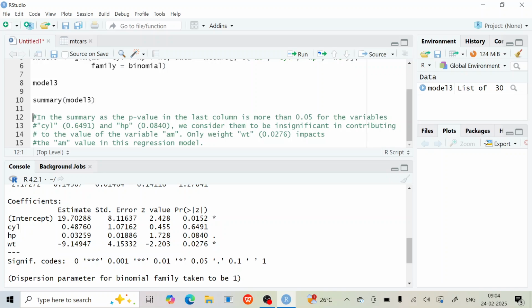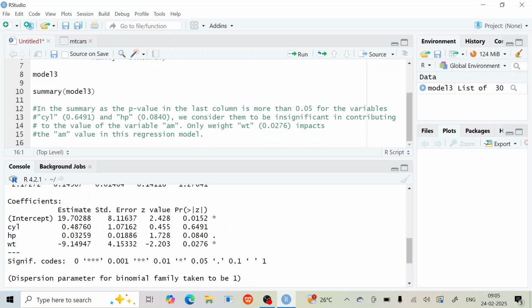So what does it mean? The p-value in the last column is more than 0.05 for the variables cylinder and horsepower, so we consider them to be insignificant in contributing to the value of the variable am. If you consider cylinder and horsepower for calculating the value of am, it is not going to contribute correctly. Only weight, at 0.0276, has an impact on predicting the value of am in this regression model. That is what we understand from the p-value.